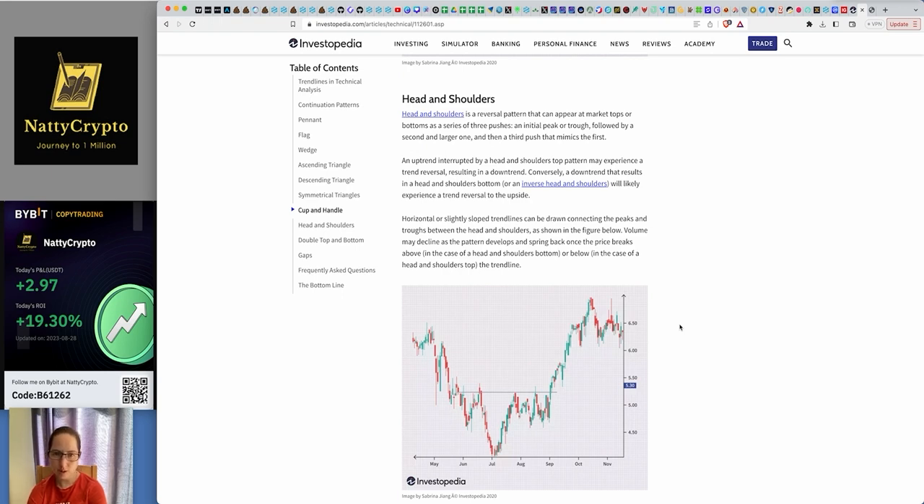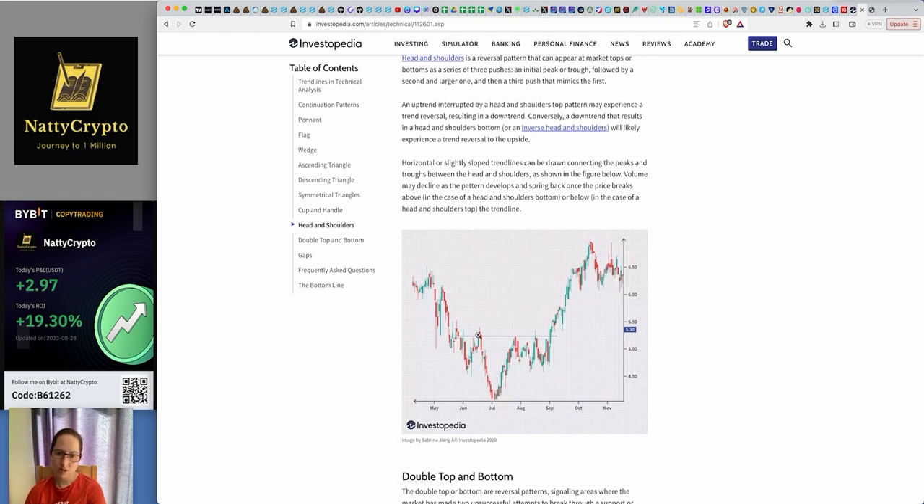Horizontal or slightly sloped trend lines can be drawn connecting the peaks and troughs between the head and the shoulders. As shown in the figure below, volume may decline as the pattern develops and spring back once the price breaks above, in the case of head and shoulders bottom, or below, in the case of head and shoulders top.